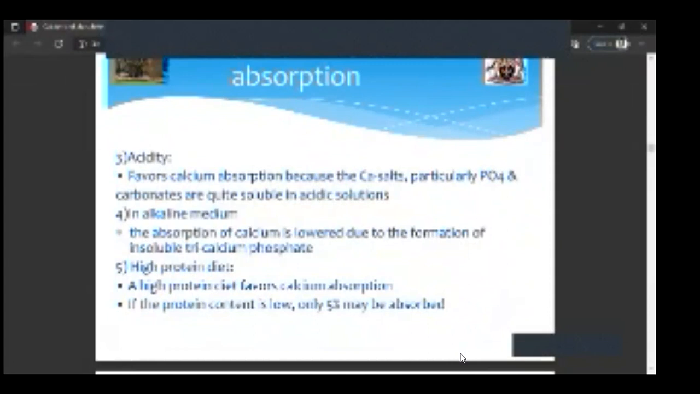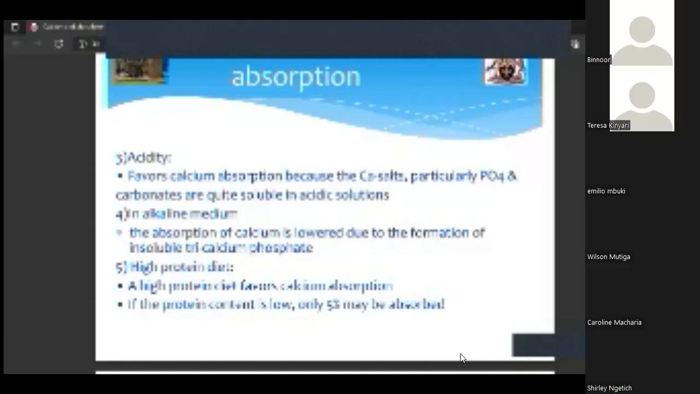Also, a high protein diet, and I think these are some of the things you'd want to consider if a patient requires to absorb more calcium. A high protein diet will favor calcium absorption. So if you get a patient who has osteoporosis, or a pregnant mother or a lactating mother, or even a child, you'd want to give them a high protein diet so that you can increase calcium absorption.